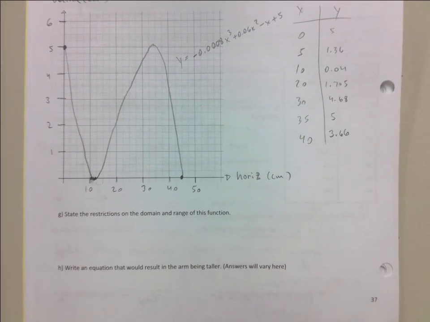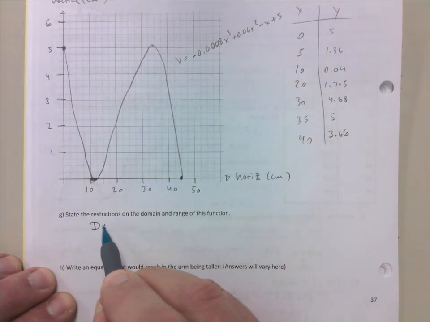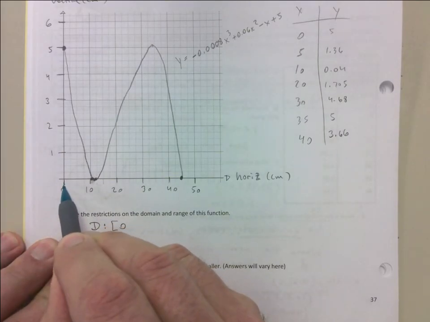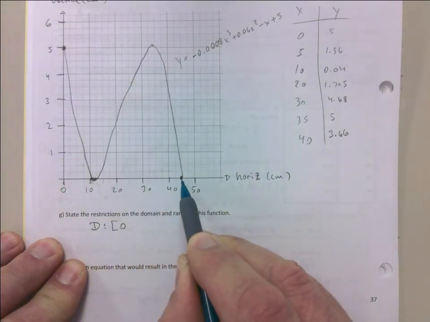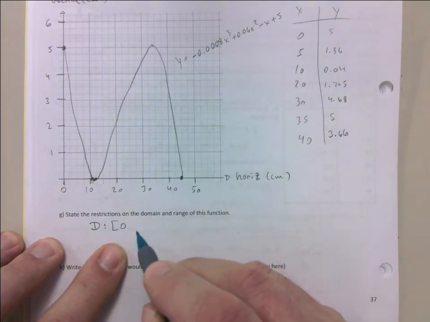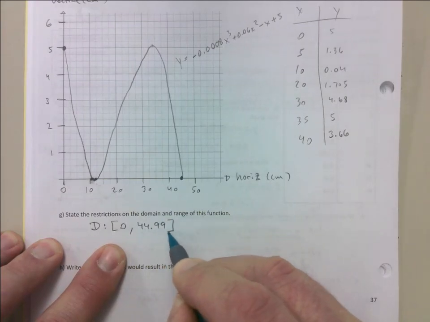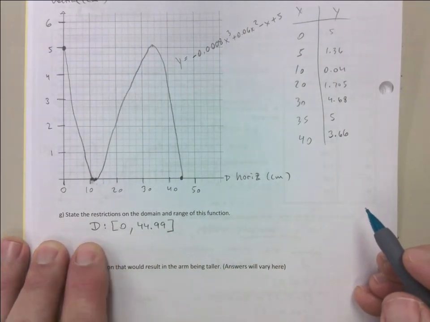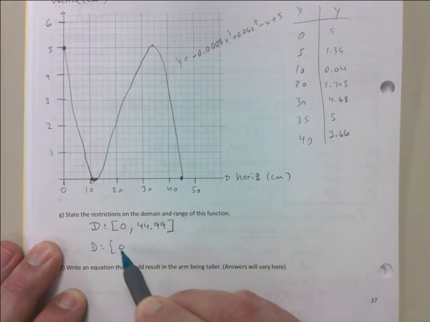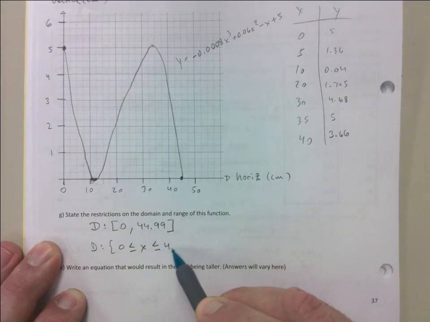State the restrictions on the domain and range. For your domain, you go from 0, right? You start at 0 for your x values all the way to this x-intercept here, which is 44.99. Okay, so that's your domain. If you choose to do set notation, that's absolutely fine. In this case, we're just going to call it x and y.